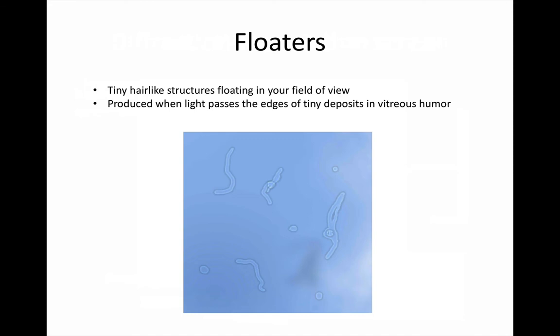You've already seen diffraction patterns like that more often than you may realize. If you look at a clear blue sky or a uniform light, you may see these funny patterns floating in your field of vision. What you are seeing is the diffraction pattern produced on your retina by light passing the edges of these tiny structures floating in the vitreous humour in your eyeball.